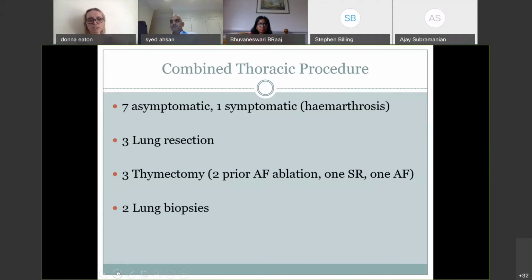So when she came to see me for an entirely different reason, and I suggested we could do a left atrial appendage clip at the same time and get her off anticoagulation, then that was obviously a very appealing option for her. In fact, of the indications for their thoracic surgery, 3 of them have been having lung resection, generally for lung cancer. 3 were thymectomy patients, and 2 of them were patients who were referred for lung biopsy for diagnosis. Next slide, please.